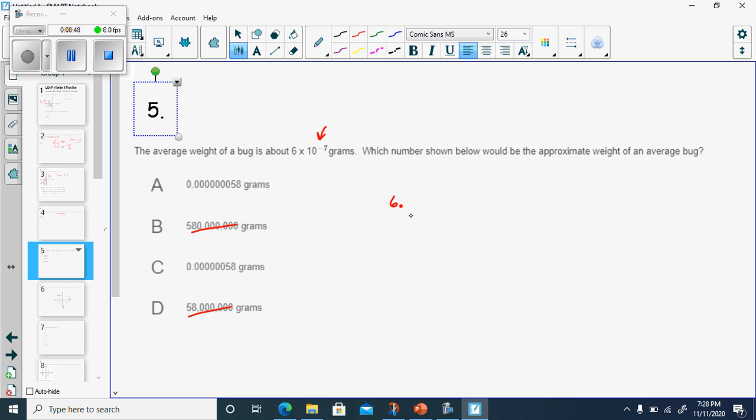If you start there, 1, 2, 3, 4, 5, 6, 7. Okay, I need behind the decimal 1, 2, 3, 4, 5, 6 zeros. Behind the decimal, I need 6 zeros before I get to the 6, or to the 5.8, right? Here's your answer.